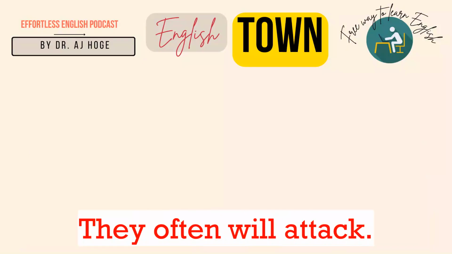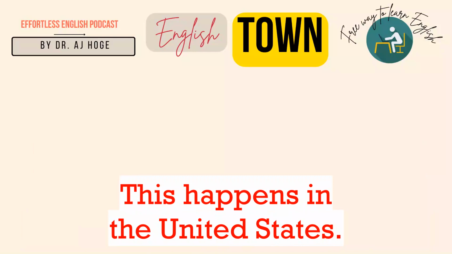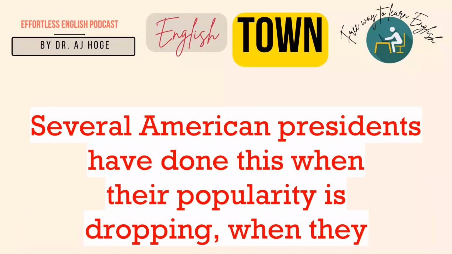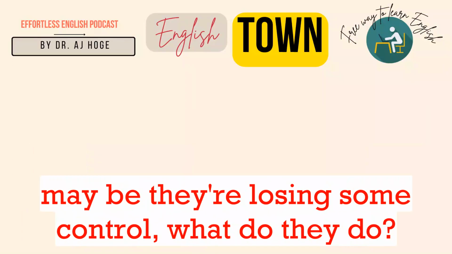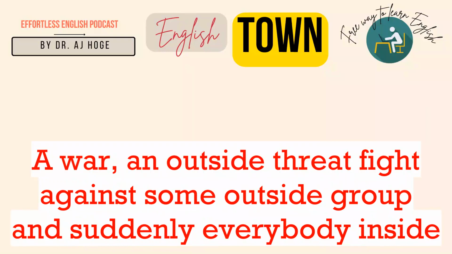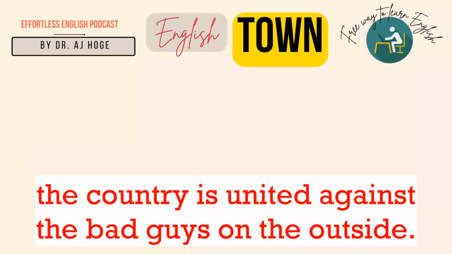They often will attack. This happens in the United States. Several American presidents have done this. When their popularity is dropping, when they're losing some control, what do they do? A war! An outside threat, fight against some outside group, and suddenly everybody inside the country is united against the bad guys on the outside.